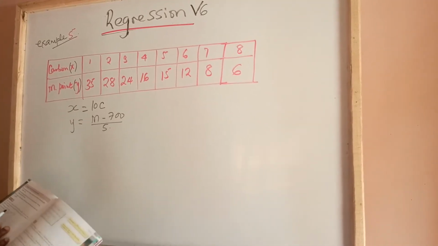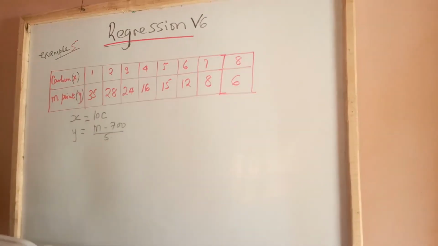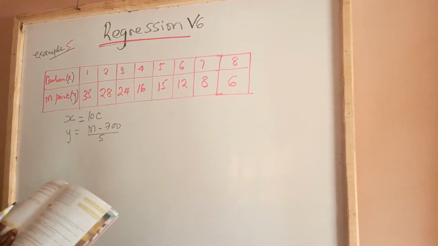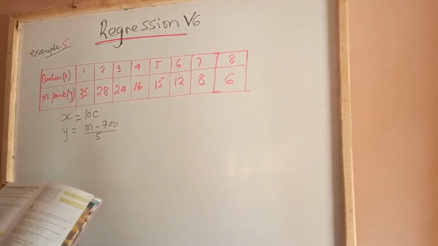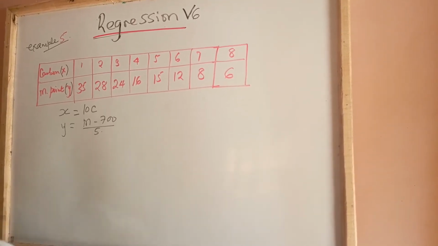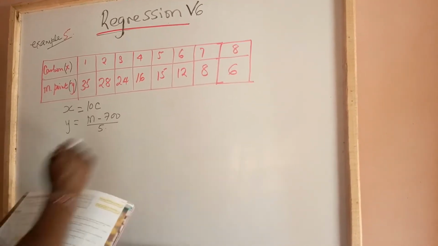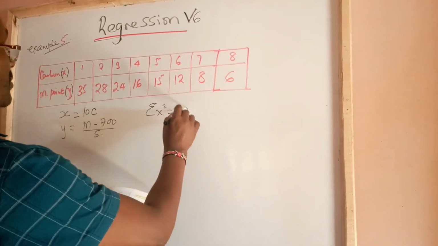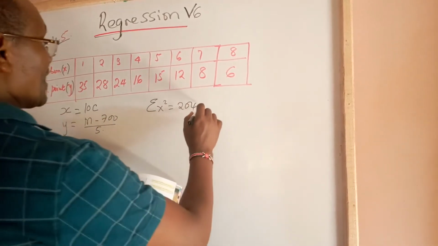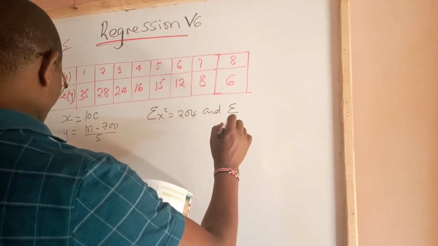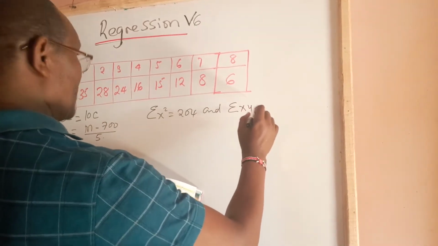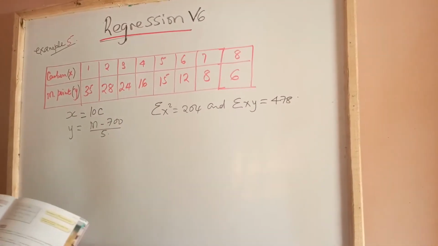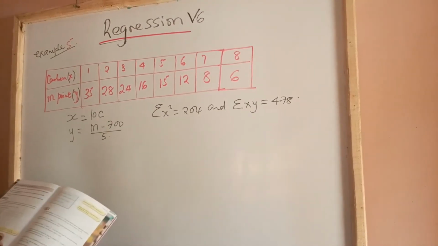The coded results are shown in the table. This is the table that shows the coded results. A, calculate SXY and SXX. We are also told that we may use that sigma x squared is equal to 204 and sigma xy is equal to 478. We have been given that information. Straight to the question, SXY.